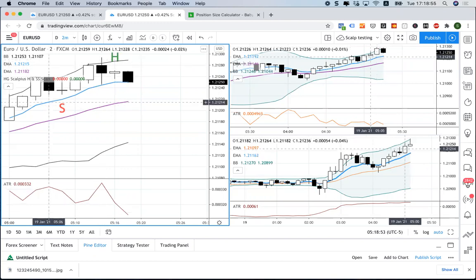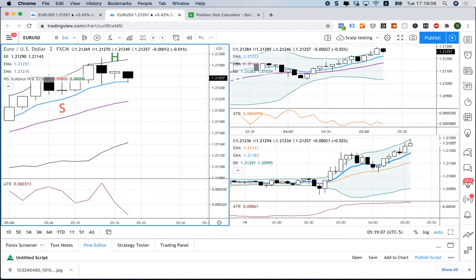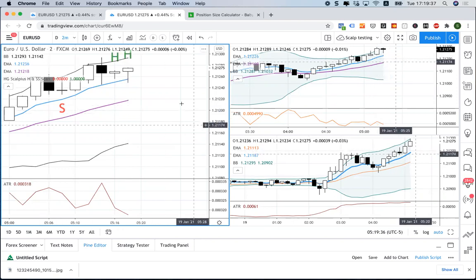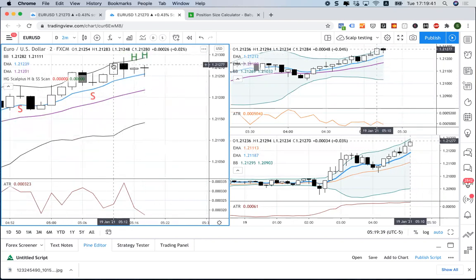Okay, we have a fill. 4 for 4.5. That is a nice looking setup. It's possible that we go into decreasing volatility in this bar, though unlikely.